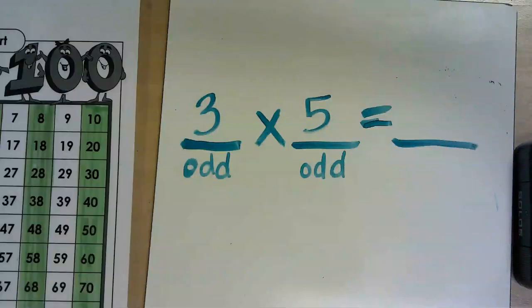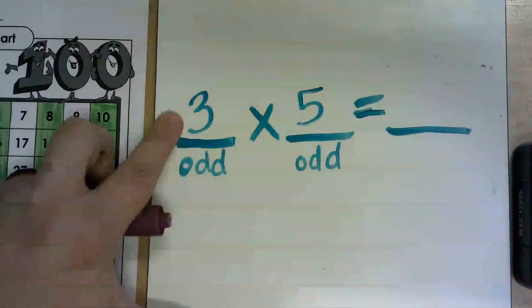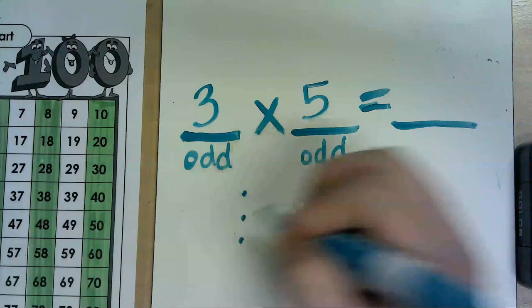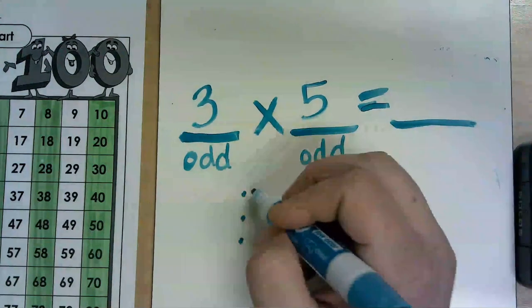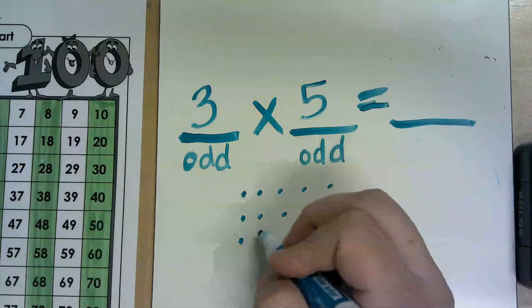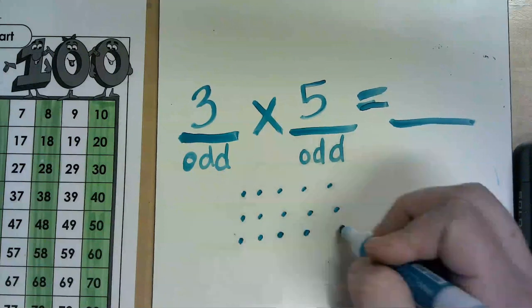So now that I've done that, I'm going to say I've got 3 rows, and I'm going to put 5 in every single row. So 1, 2, 3, and then I want 5 across. 1, 2, 3, 4, 5. 1, 2, 3, 4, 5. 1, 2, 3, 4, 5.